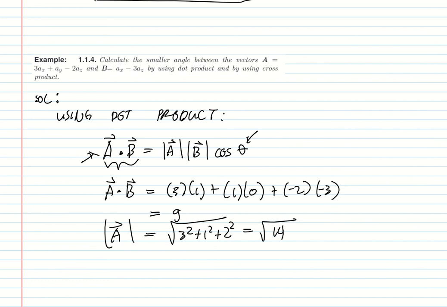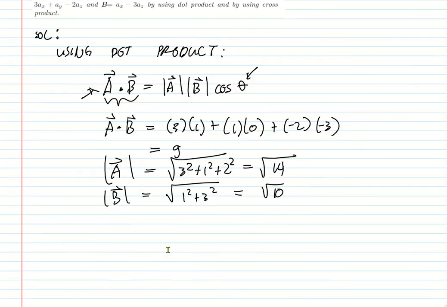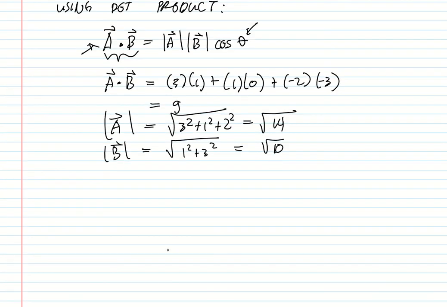Square root of 14. For B, the magnitude of B is equal to the square root of 1 squared plus 3 squared. This is just 1 plus 9, square root of 10. Now we have the magnitudes, we have the dot product. We can now substitute this to solve for theta.